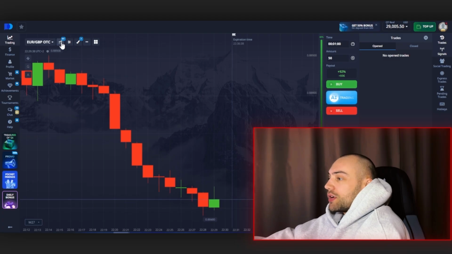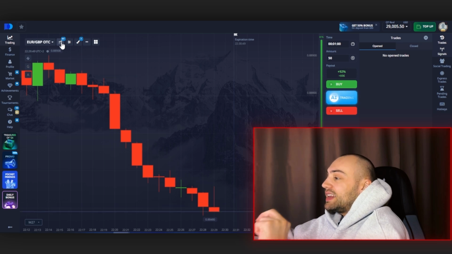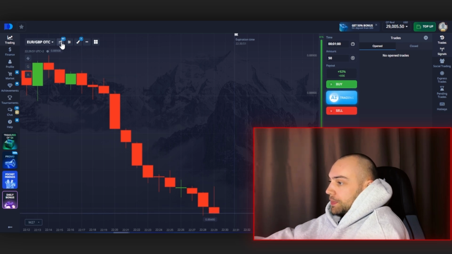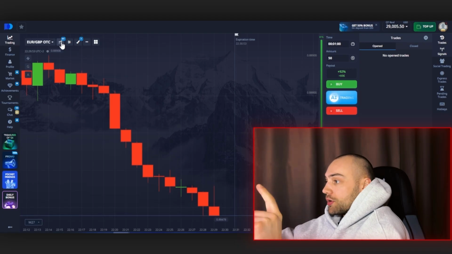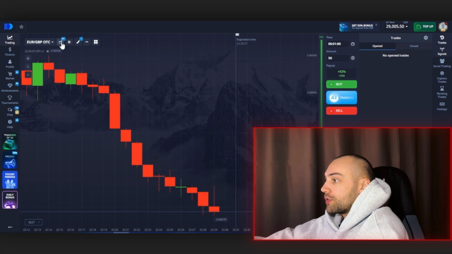So how do we recognize a pullback? There was a breakout, the price then returned to the level and held, and a reversal candle appeared. This is an ideal entry point. That is, if it broke upward, we wait for a pullback and open a buy. If it broke downward, we wait for the pullback and open a sell.